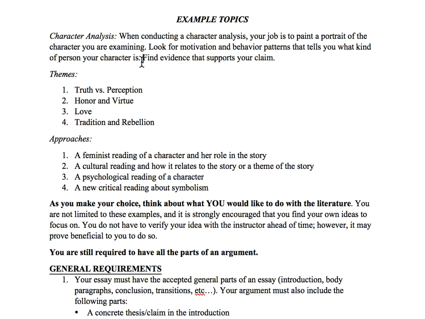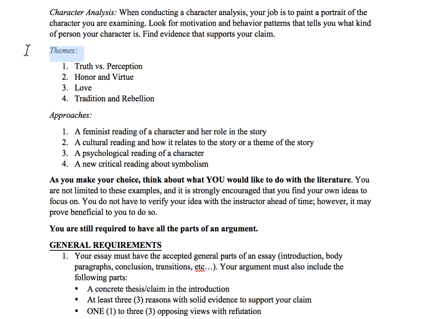If you do something like a theme, you could do, say, truth versus perception. You could look at the theme of honor or virtue. How is that portrayed in the story? You could look at the idea of love. What is love? What does it mean in this story? Because love looks different based on different characters. You could look at the idea of tradition versus rebellion in this story. Who's following tradition? Who's rebelling? Maybe how does that play into different gender roles and things like that?